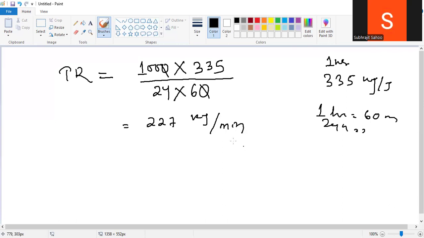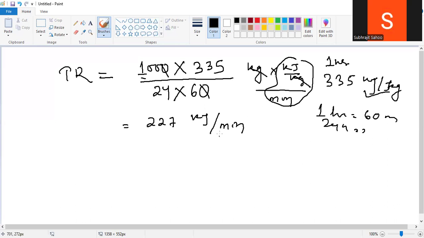Sir, how is it kilojoule per minute? Observe. 1000 kg into 335. What is the unit here? Kilojoule per kg. Now at the bottom, 24 hours into 60, I converted to minutes. Now kg cancels, so kilojoule per minute.